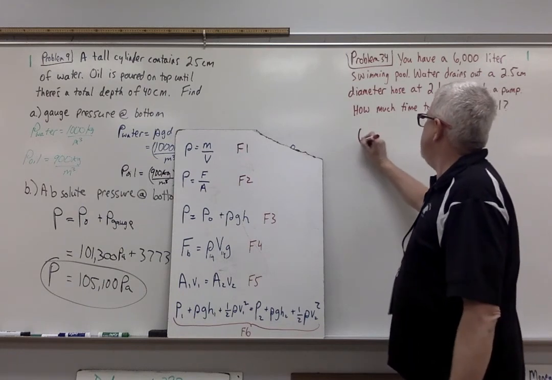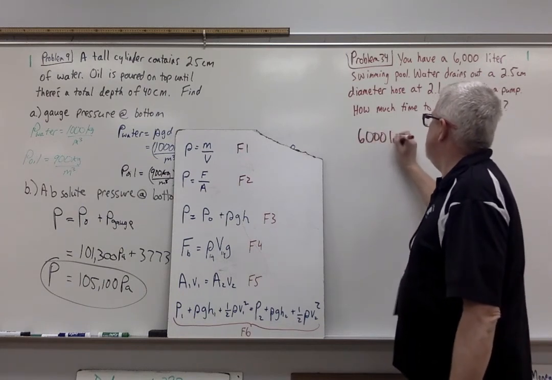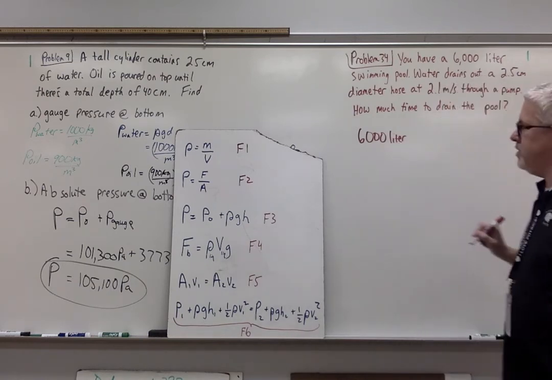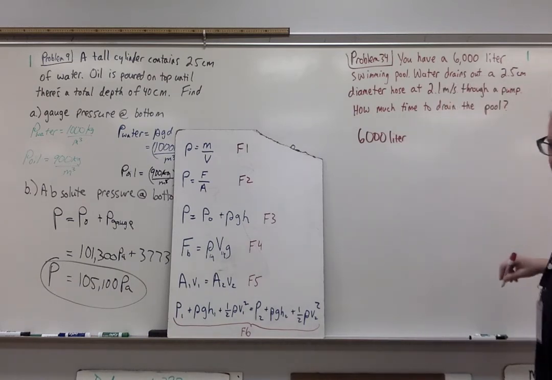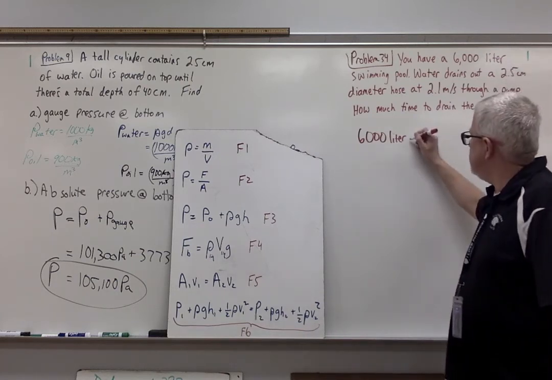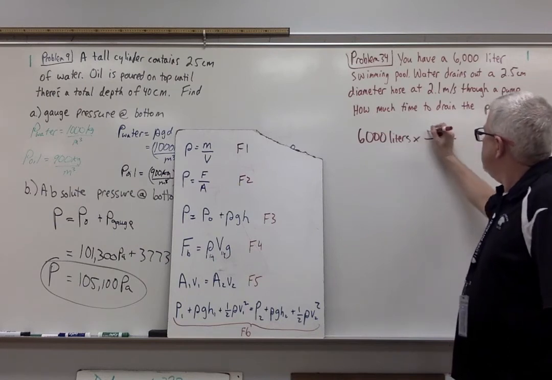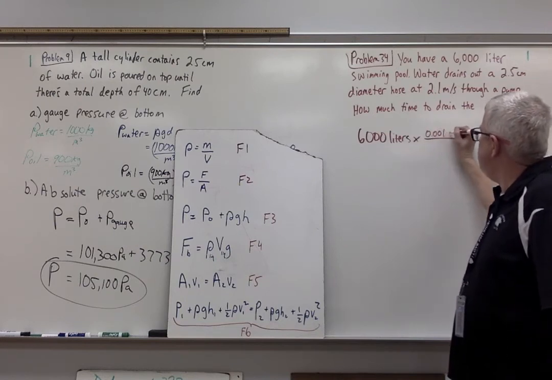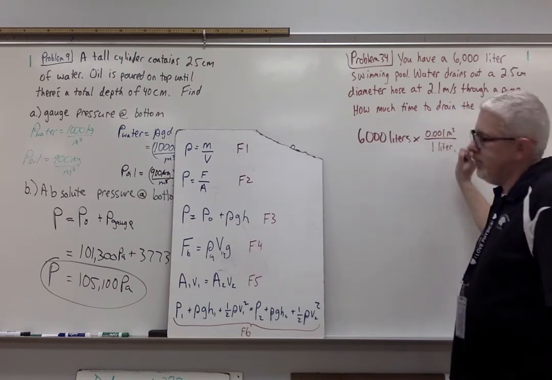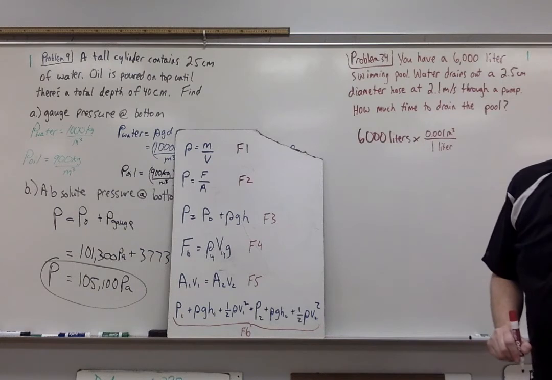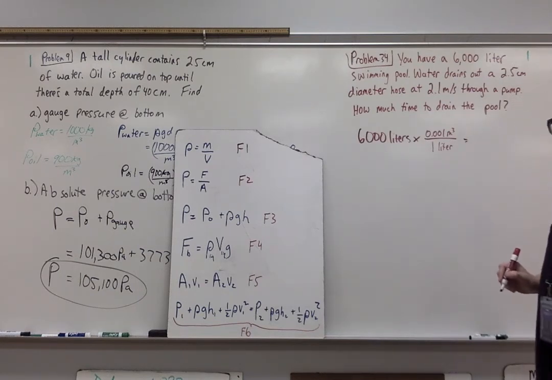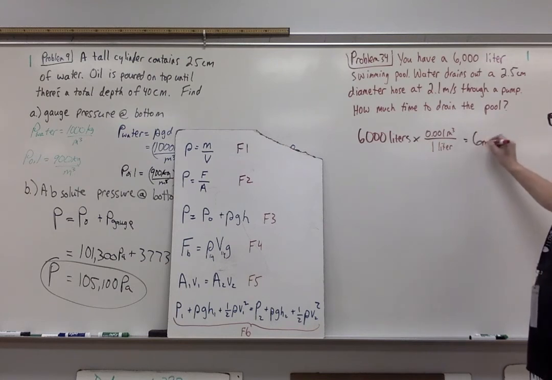So the first thing I've got to do is convert 6,000 liters, and I know that a liter is 1 cubic decimeter or 1,000 cubic centimeters or 1,000 milliliters. You may or may not be aware of that, but I'm going to do a conversion here. 0.001 cubic meter over 1 liter. So that is the conversion for that. So that means we end up having 6 cubic meters as a pool.